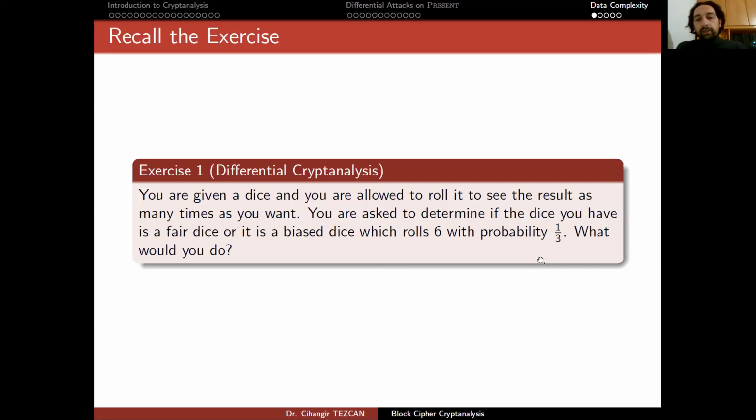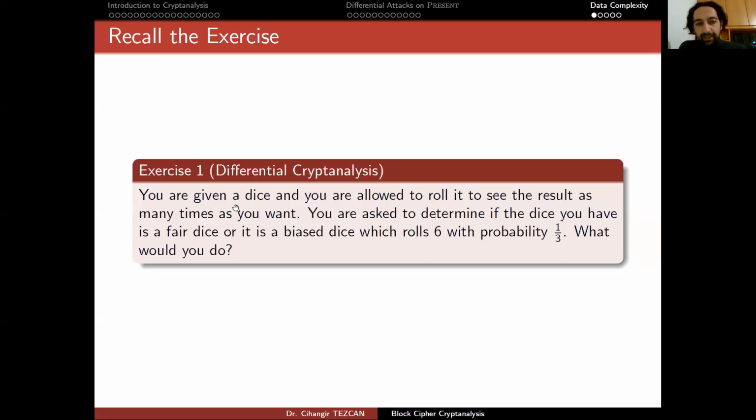So if you already think about the question, or if you, after seeing what we have talked about differential cryptanalysis, maybe you can see how you would approach this problem. For instance, assume that you have the dice, and let's say that you rolled it 60 times. What is the expected value of seeing a 6? How many times would you expect to see the 6 on the dice?